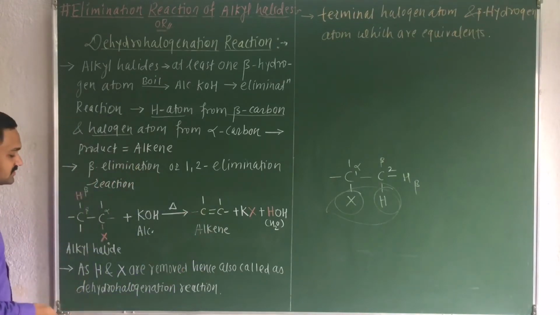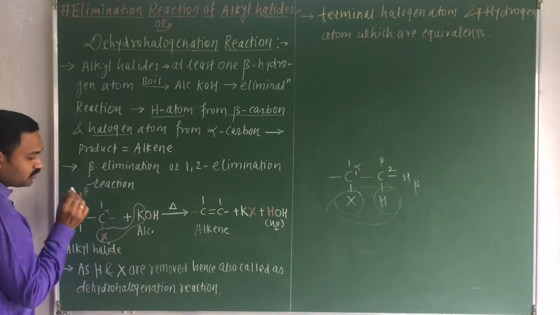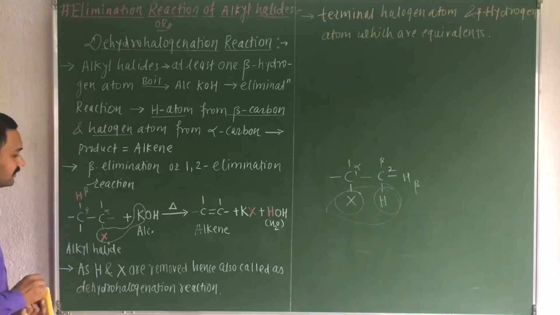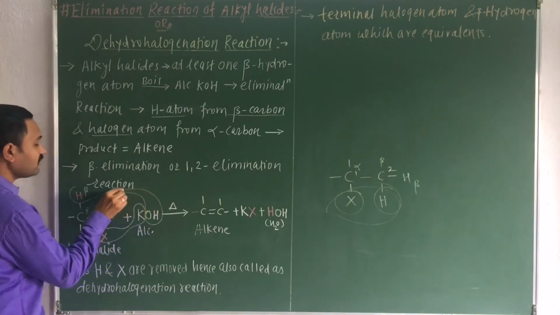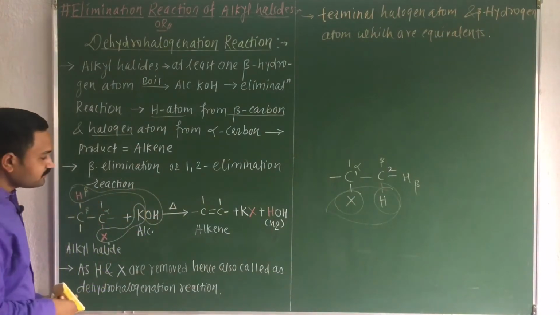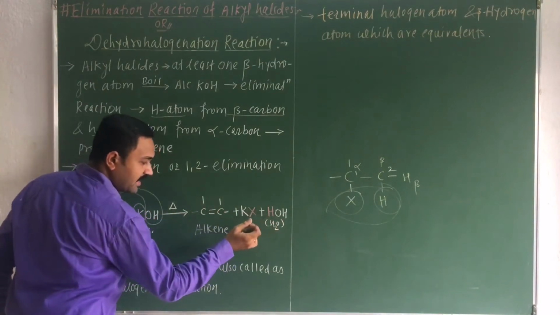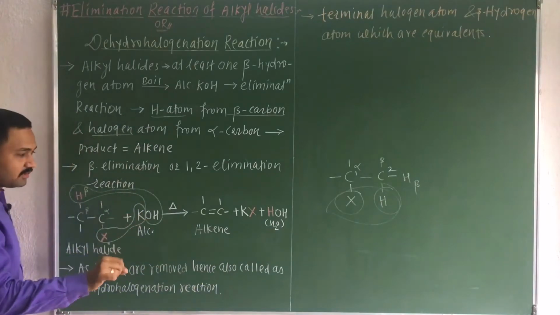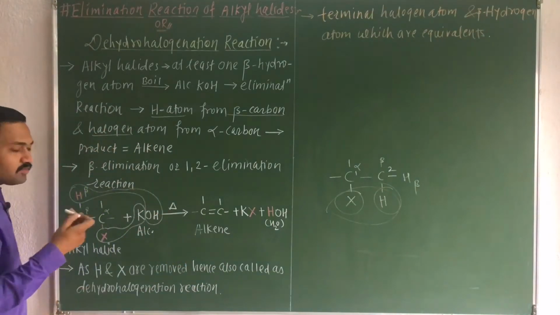Now how does it take place? Remember, the halogen combines with potassium and the hydrogen combines with the OH minus ion, and there is removal of an H2O molecule as well as a potassium halide salt, and this leads to the formation of the alkene.